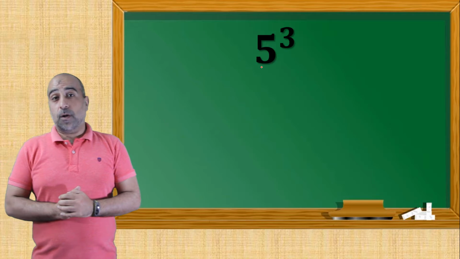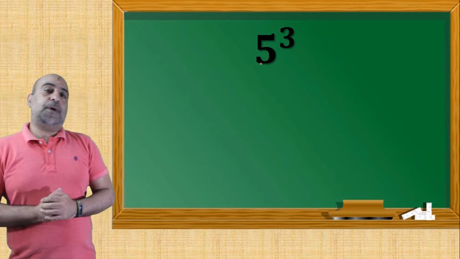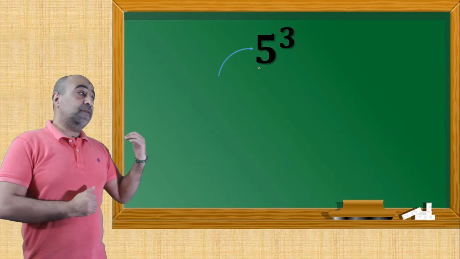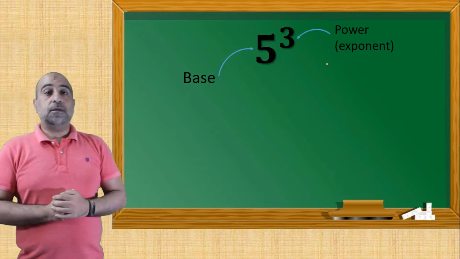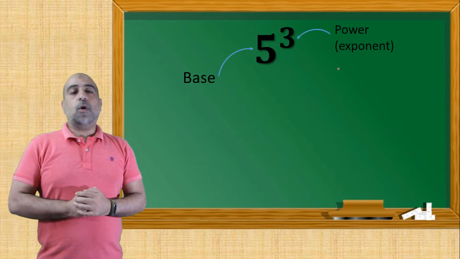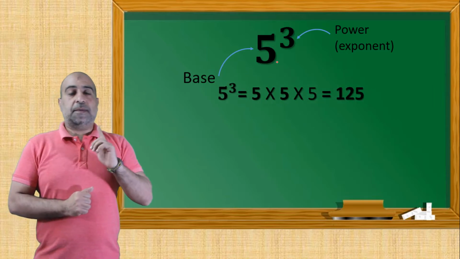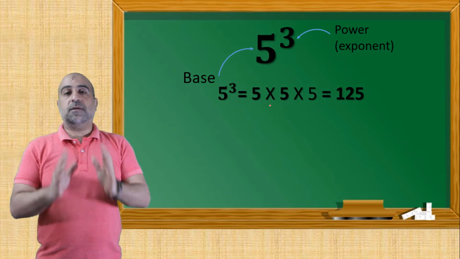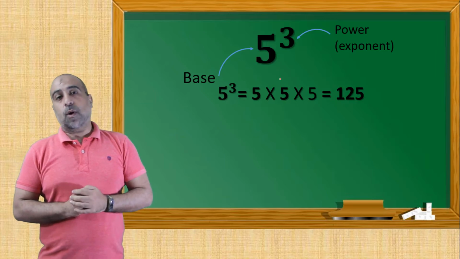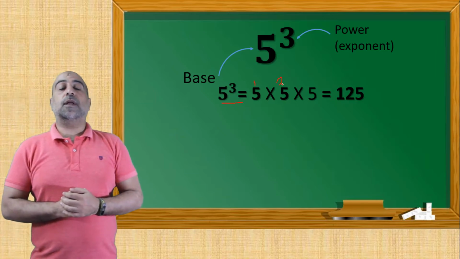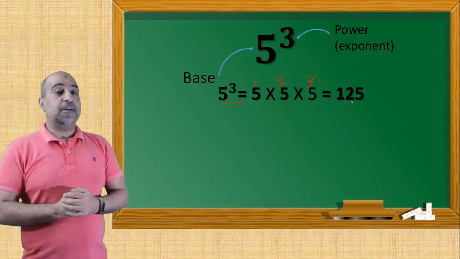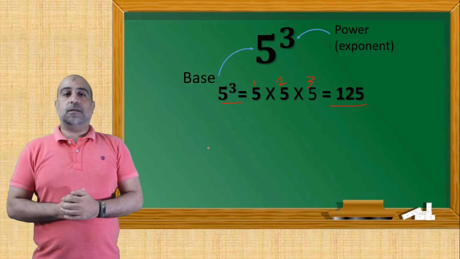5 to the power of 3, or the third power to the number 5. 5 is called the base and 3 is called the power or the exponent. 5, the base, is the repeated number and 3 is the number of repeats. It means 5 to the power of 3 is equal to 5 multiply 5 multiply 5, which is 125.